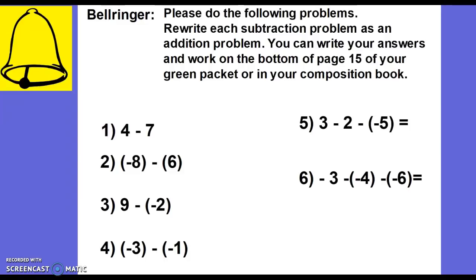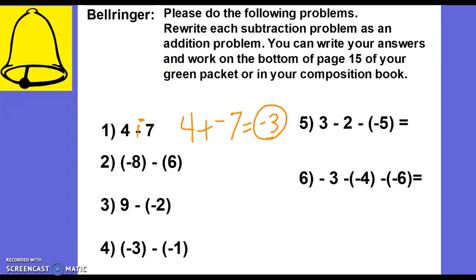Okay, so last week we talked about changing subtraction to adding the opposite. The first problem that I see here is -4 minus 7. So I change subtraction to adding, and I change the number after it to its opposite. And so that becomes -4 plus a -7. So you should have gotten -11 for that answer.